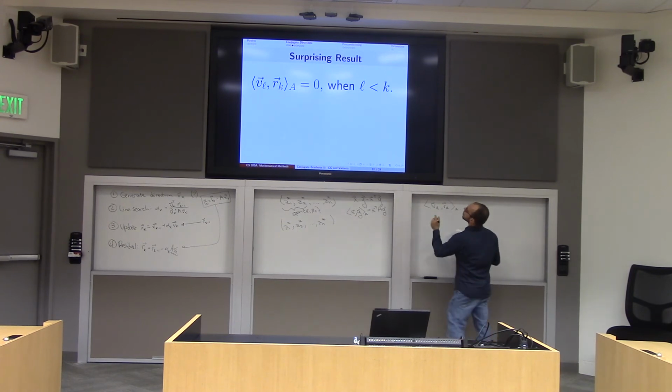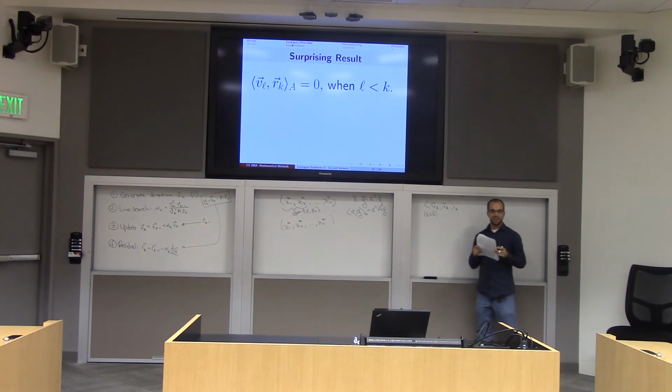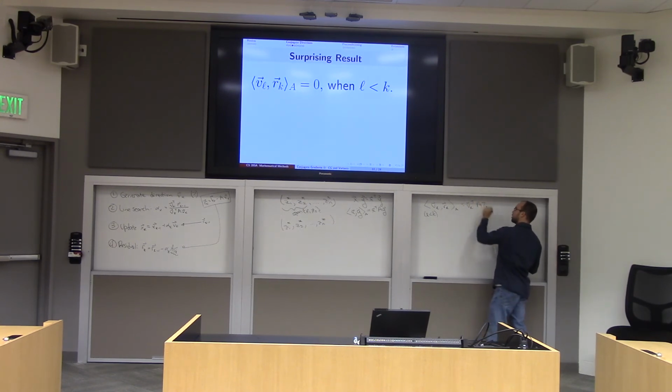Okay, so we have v_L, r_K, and this is the A inner product. And just to remind you, we have L strictly less than K. When they're equal, something else is going to happen. So what happens when L is less than K? Well, by definition, this is the same as v_L transpose A r_K. That's the definition of this inner product.